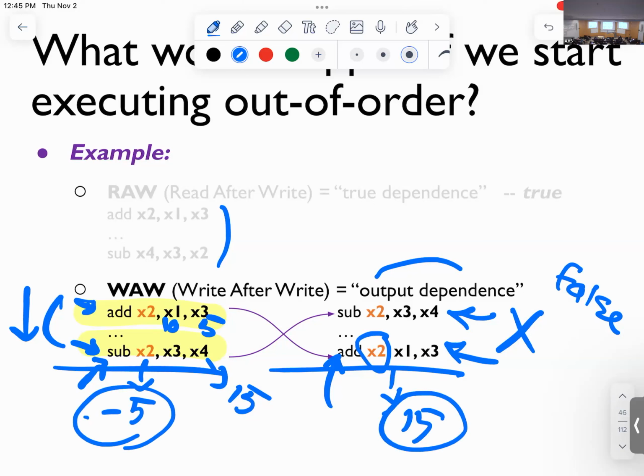Yeah. Are we retiring in order? Wouldn't that not be an issue? The question is, aren't we retiring in order, and wouldn't this be an issue? Yes, but think about all the instructions in between these two that will use the value of x2. How are you going to guarantee that they are correct? There are a whole bunch of things that happen in between. Since you're executing out of order, they're not correct.